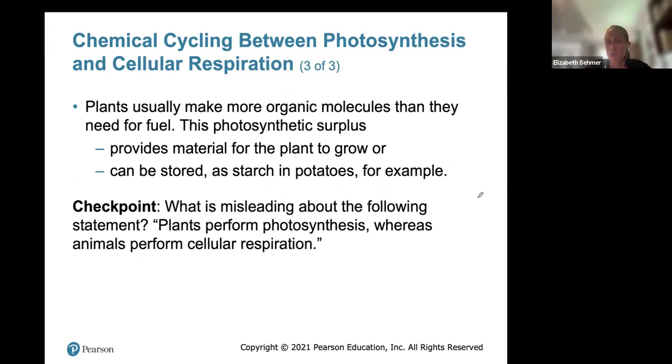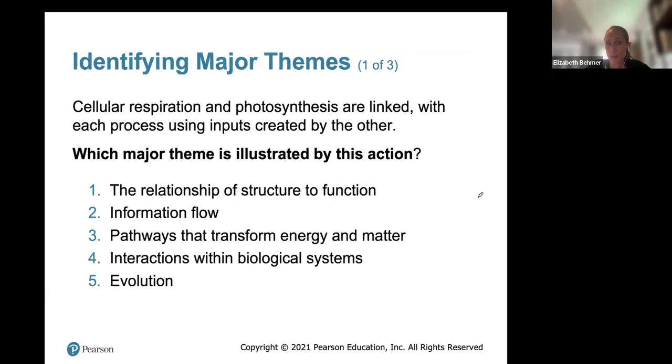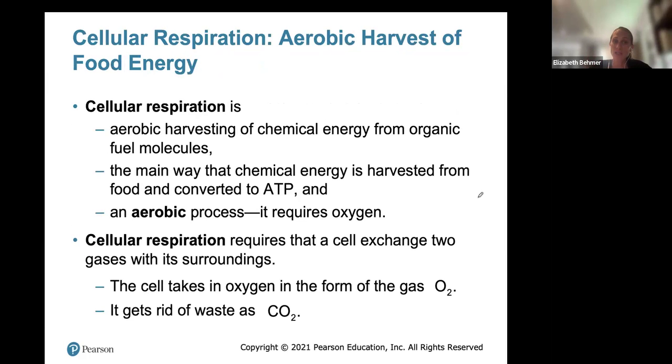Plants usually make more organic molecules than they need for fuel, and this surplus provides material for the plant to grow, or it can be stored as starch in potatoes, for example. So cellular respiration is the aerobic harvesting, so in the presence of oxygen, of chemical energy from organic fuel molecules or glucose. This is the main way that chemical energy is harvested from food and converted to ATP. And again, ATP is what all of our body cells need to function. Without it, we die. It's an aerobic process because it requires oxygen.